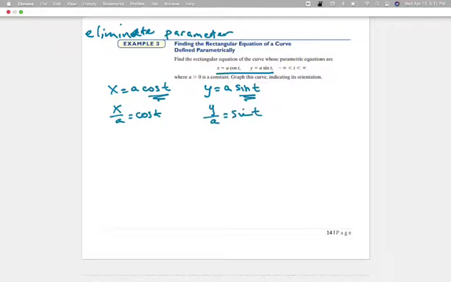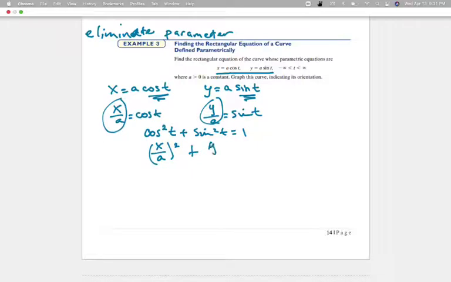And then I want you to remember this identity, cosine squared of t plus sine squared of t equals 1. And then I'm going to plug this in for cosine, so that'll be x over a, and we're squaring it, plus plug this in for sine, so y over a squared equals 1. So I'm going to go ahead and square those. That's x squared over a squared plus y squared over a squared equals 1.